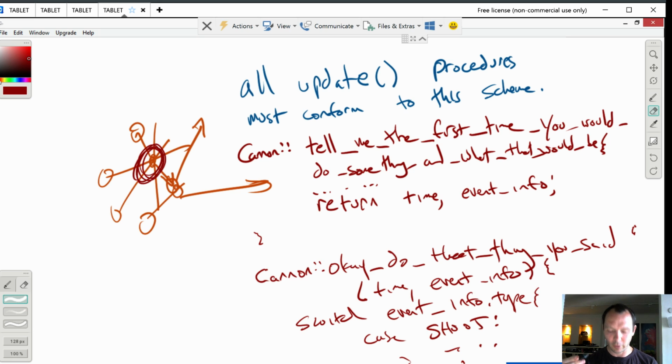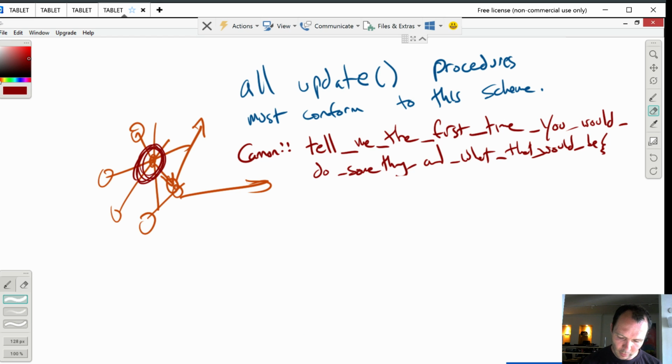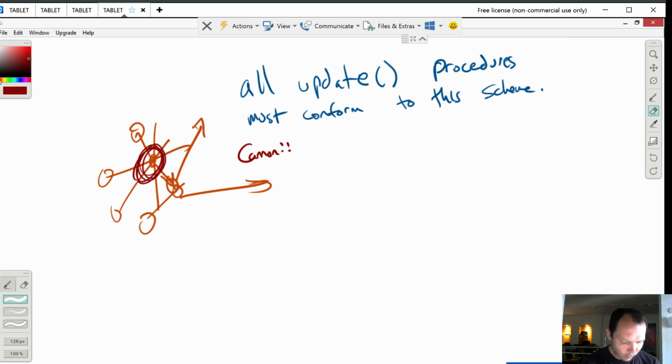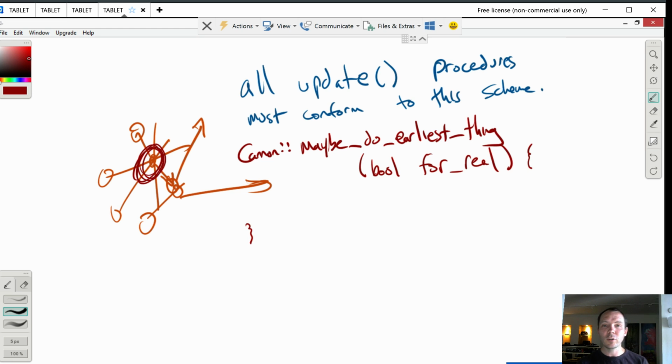Now another way to structure this is, instead of having two methods, you could have just one, where you say cannon, maybe, do earliest thing, with a bool for real. If for real is true, you actually do the thing, and if for real is not true, then you just return the time of the thing. It all depends on your preference and what you think is cleaner.